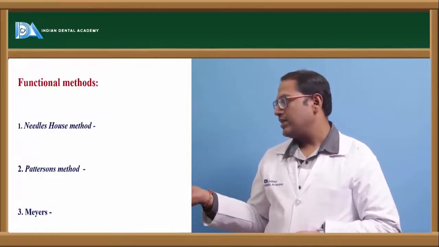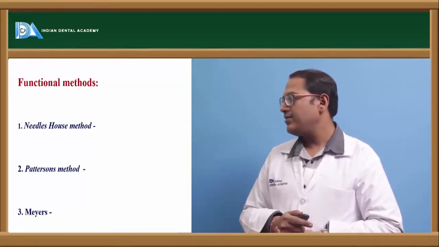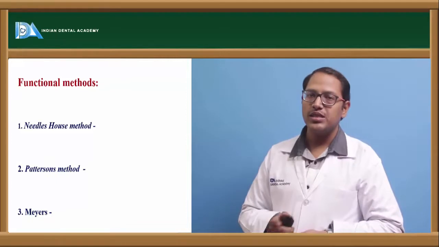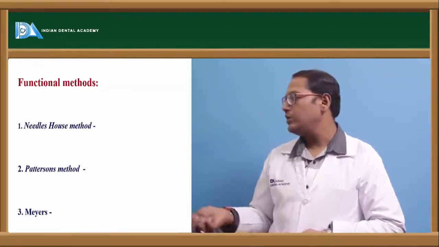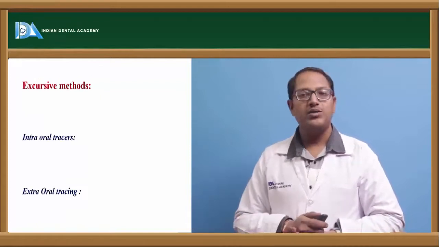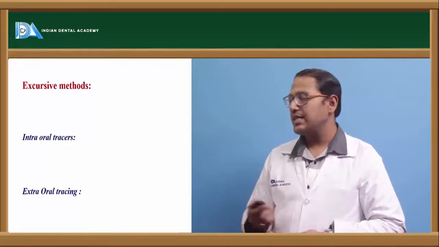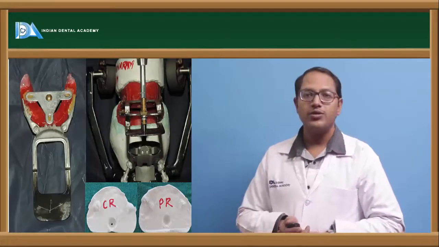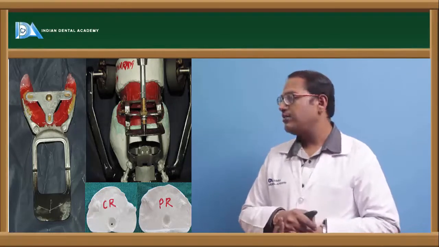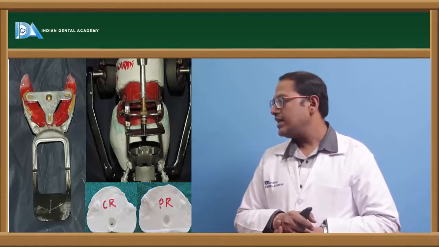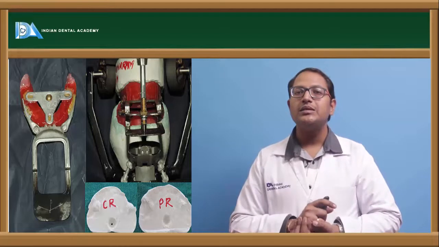So we have these methods that we spoke about: the Needle House method, which was using four styli in the maxillary rim; Patterson's method, which used half carborundum and half plaster; Mayer's method, which used a tin foil over the mandibular rim; intraoral tracers, for example, Sibbert's tracer; and extraoral tracers, for example, Hight's tracers. These are the photographs of Hight's tracers. And you can see there is an arrow present with the mandibular tracer, where you can see those tracers have got two parts. Now this tracer device is called the central bearing device.